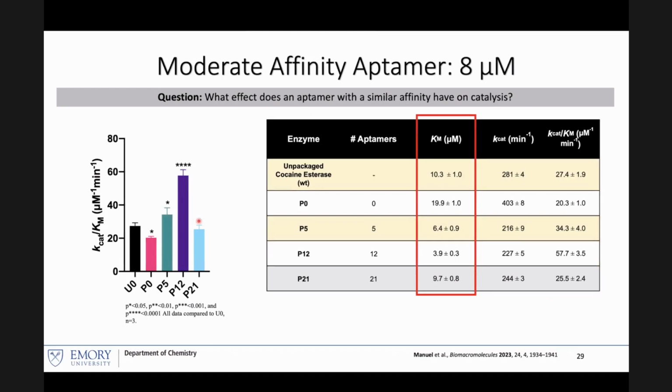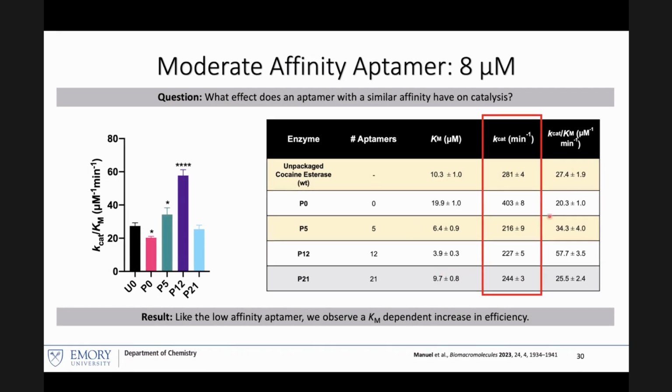And again, we can see that this is also Km dependent. So we see our Km decrease, and then it goes right back to normal once we get to P21, because again, at P21, now the aptamers are just hogging the cocaine. You have 21 aptamers versus 1 enzyme. And then lastly, we see that we get no drastic change from our unpackaged at the Kcat.